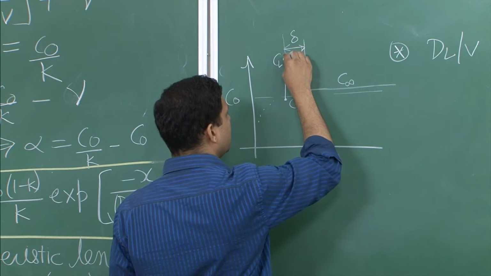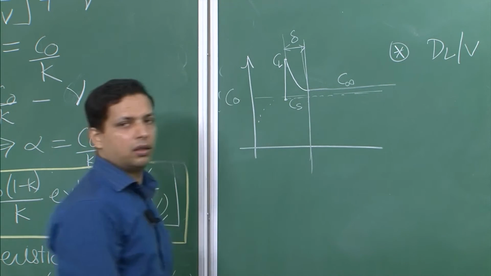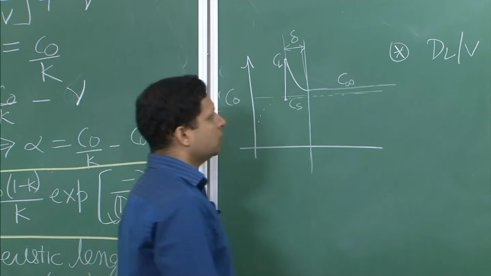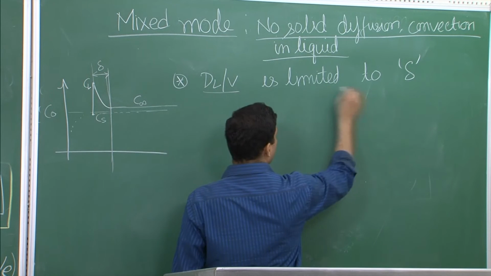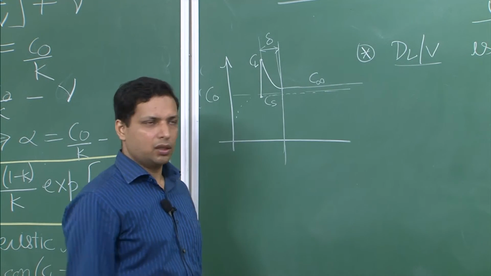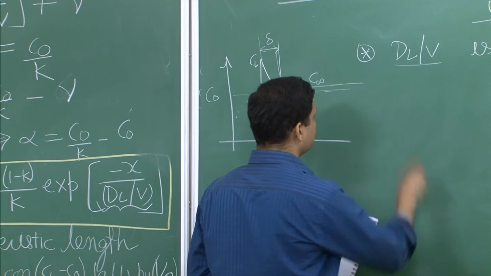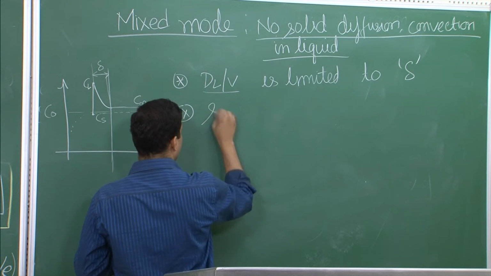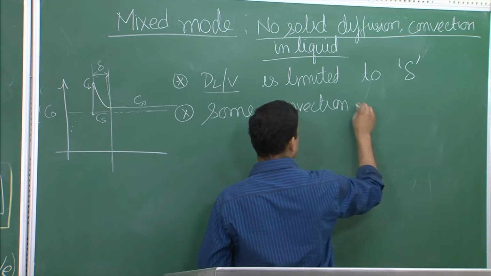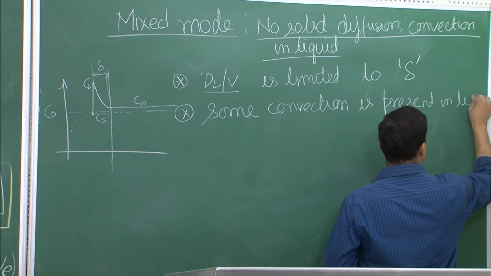So that is what you have done, and this is the steady state concentration of solid. It will remain like this throughout, and this is how the concentration plot will look in this condition. This is what I mean when I say dl over V has been limited to delta. More appropriate would be that the total diffusion length has been limited to delta, but in effect we can also say that dl over V has been limited to delta, and that is because some convection is present in the liquid.